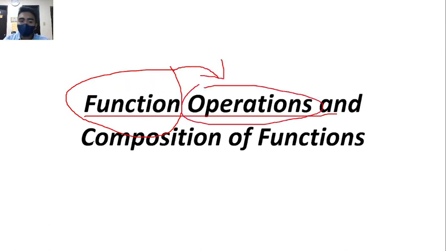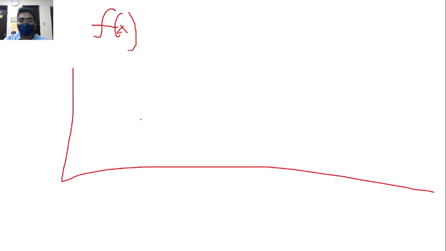And what are these operations? Okay, so what are these operations? We have multiplication, division, addition, and subtraction. Alright, so when we have a function, when we have f of x in a graph, in a Cartesian plane, for example, this is 0, 1, 2, 3, and so on. And 1, 2, 3, and so on.